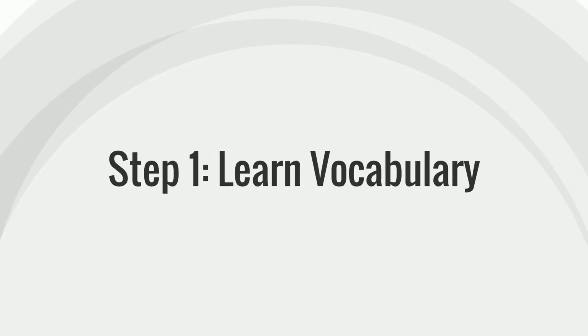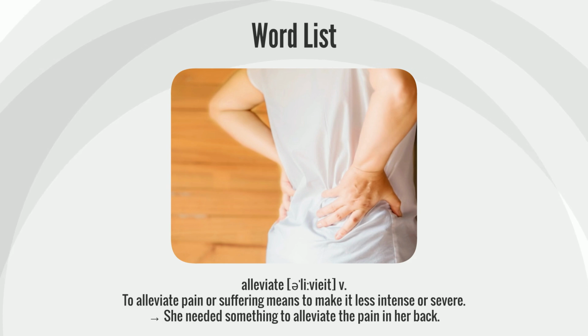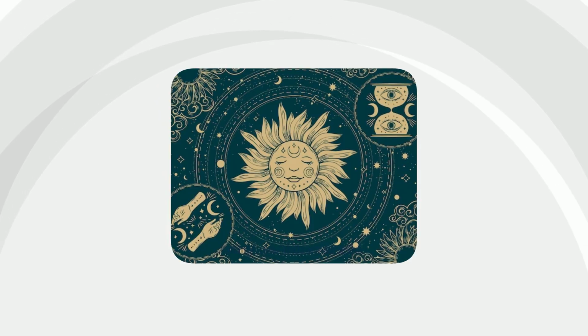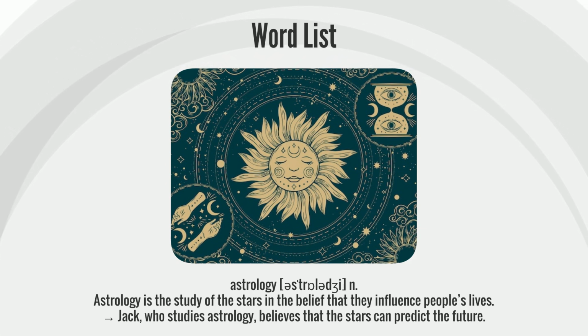Step 1. Learn vocabulary. Alleviate. To alleviate pain or suffering means to make it less intense or severe. She needed something to alleviate the pain in her back. Astrology. Astrology is the study of the stars in the belief that they influence people's lives. Jack, who studies astrology, believes that the stars can predict the future.